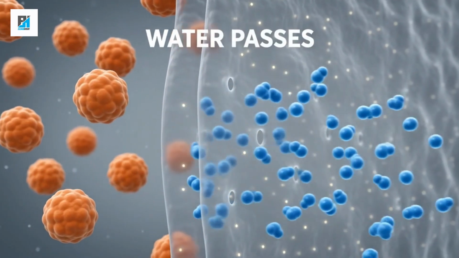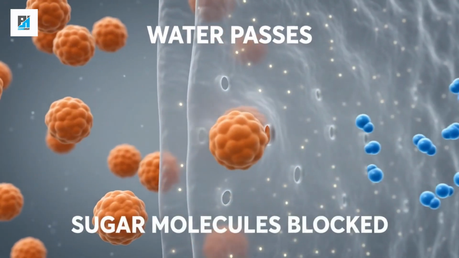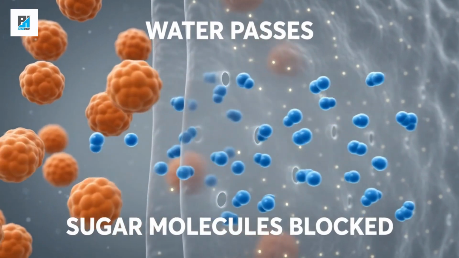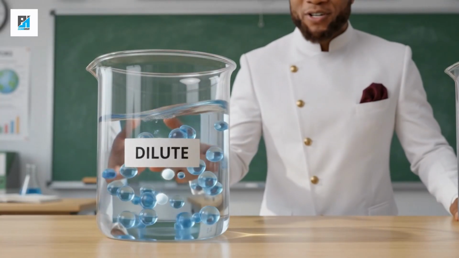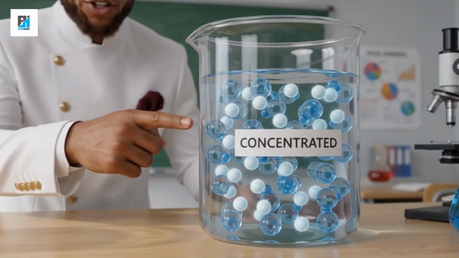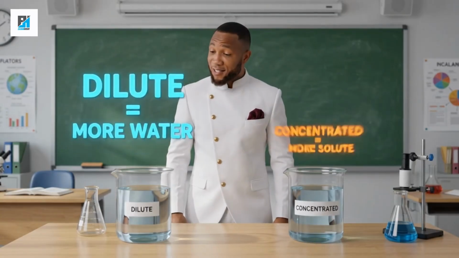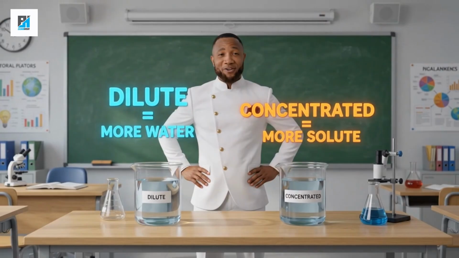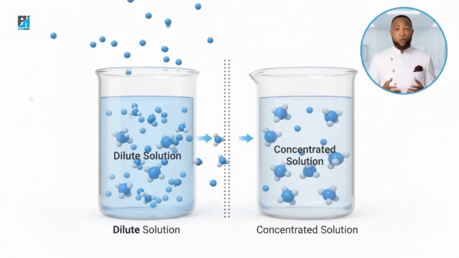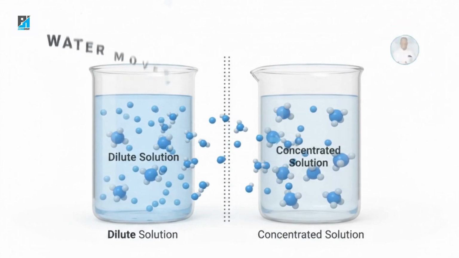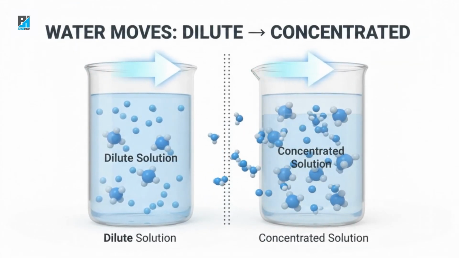A selectively permeable membrane allows small water molecules to pass through, but prevents larger solute molecules from passing. A dilute solution has more water and less solute. A concentrated solution has less water and more solute. In osmosis, water moves from a dilute solution into a more concentrated solution.